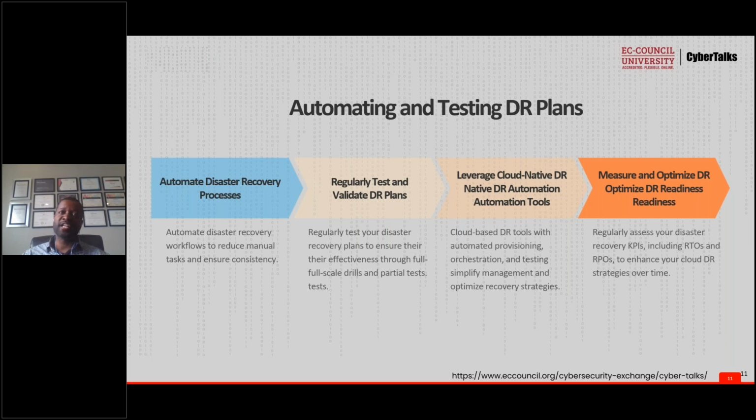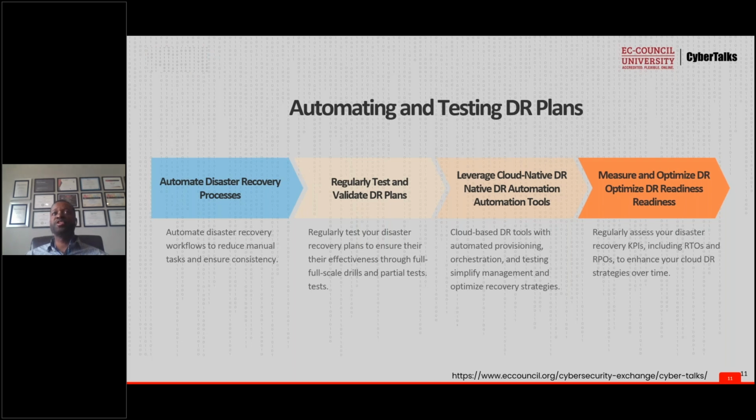Use KPIs like RTOs and RPOs to track how well your recovery plan is performing. Then fine-tune based on all those insights, put them all together. It's all about evolving with your environment. When executed together, these steps help turn your DR strategy into a living, breathing system, always improving, always ready.